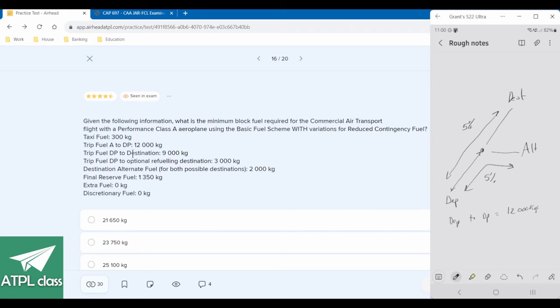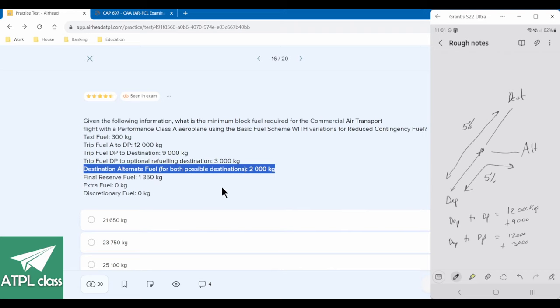Trip fuel from the decision point to the destination is 9,000. So plus 9,000 for that option. And the other one is going to be 12,000 plus the 3,000 to get to the refueling place. Sorry, I should really draw this better. Departure to DP equals 12,000 plus the 3,000 to get to the optional refueling place. And the destination alternate for both is 2,000, but that's not included in the trip fuel. Therefore, it's not included in the contingency 5% calculation.